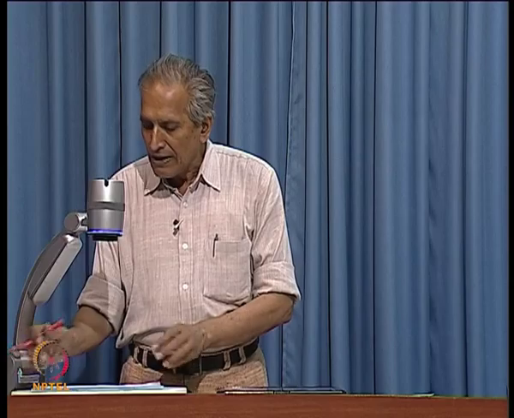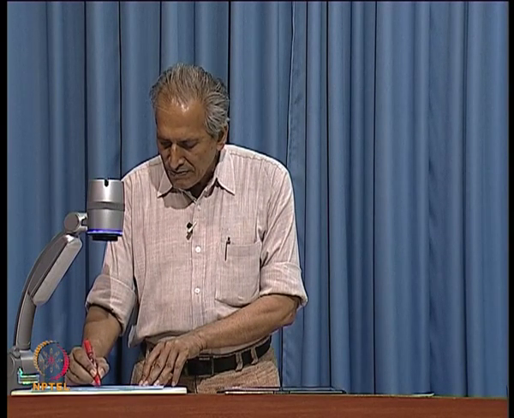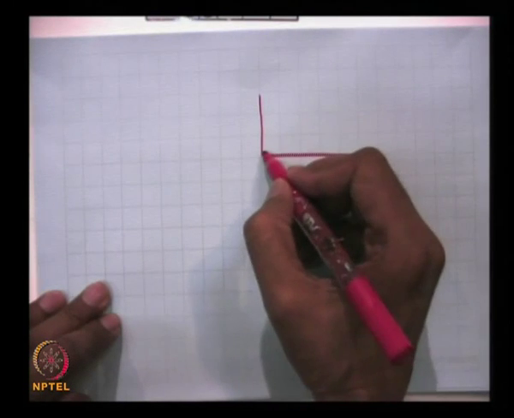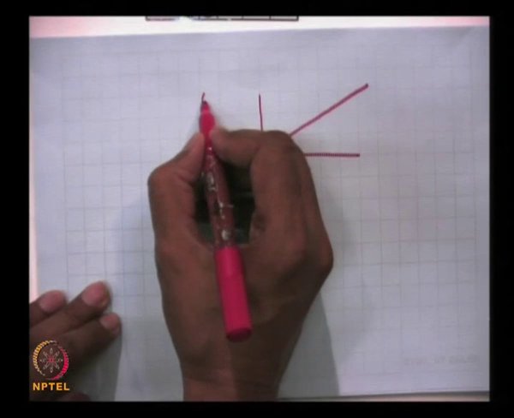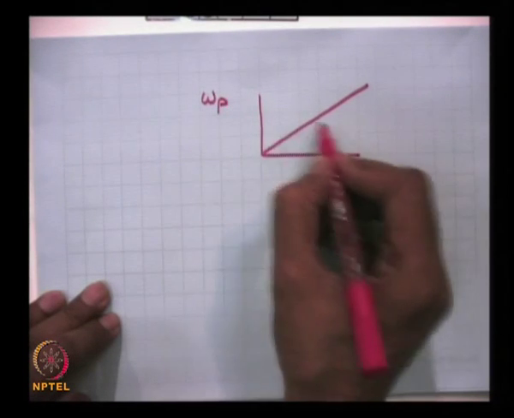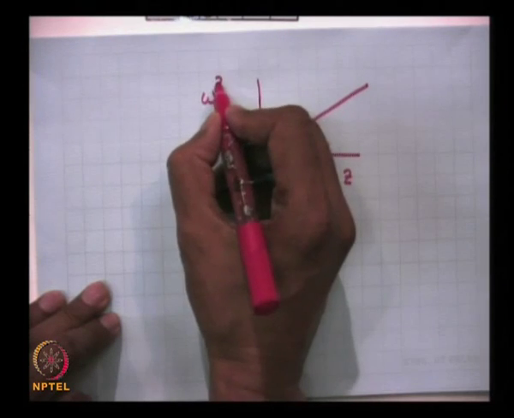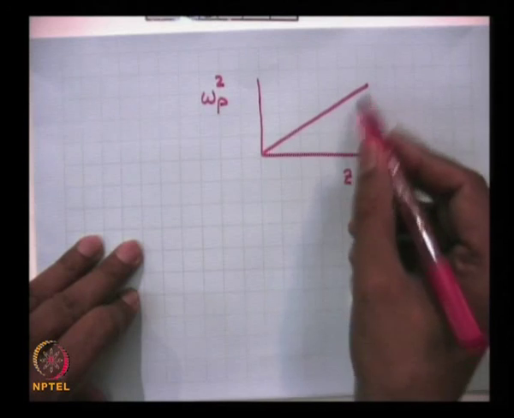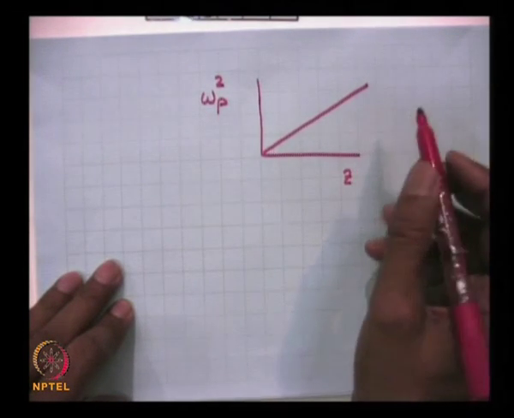Let me elaborate on this. Suppose I have a plasma whose density I am plotting like this. Suppose the density is increasing like this. So, if I plot omega p square here, rather, because this is proportional to density, and plot z here, this is my density profile written in terms of plasma frequency square.